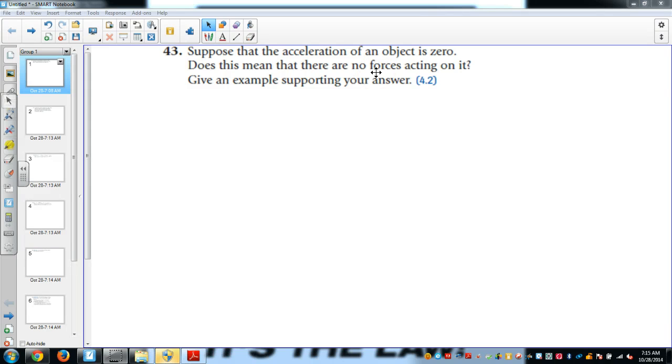Hello, and we're going to be going through 9 of the questions that we assigned in Chapter 4. So the first question says, suppose that the acceleration of an object is 0. Does that mean that there are no forces acting on it?